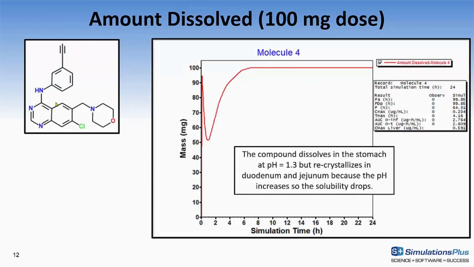If we take this second compound with the morpholine ring and run a simulation at a 100 milligram dose, you'll see that in the stomach, because it is ionized heavily, and that increases the solubility, the amount dissolved goes up to, let's say, 95 milligrams, which is 95% of it dissolved. But then, when it gets into the jejunum and duodenum, the compound actually precipitates. This is because it's not as soluble at this particular pH, because it isn't ionized as heavily.